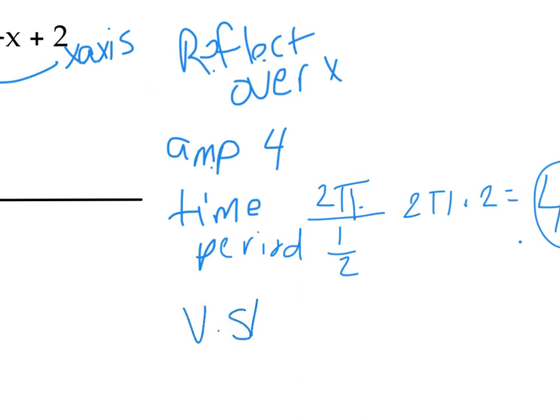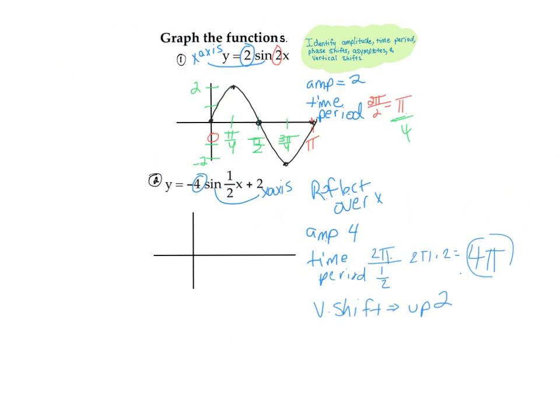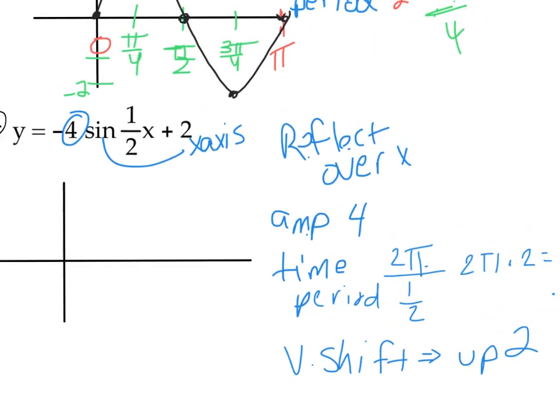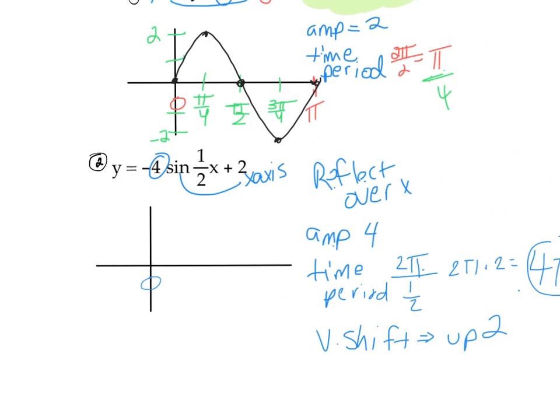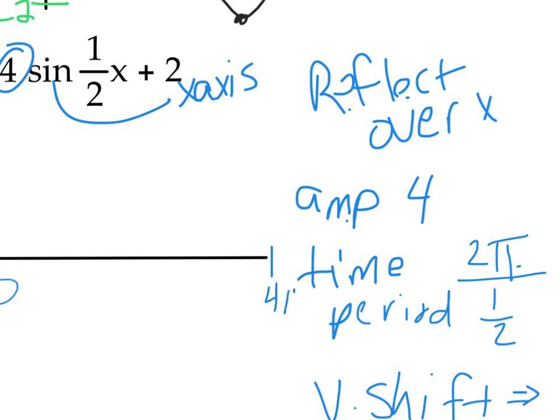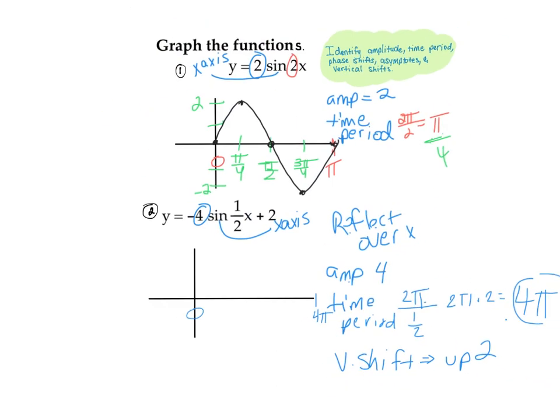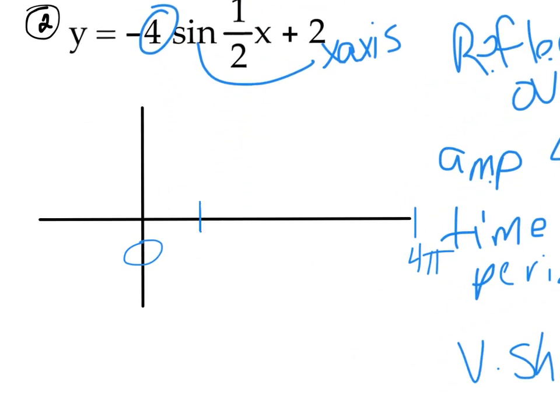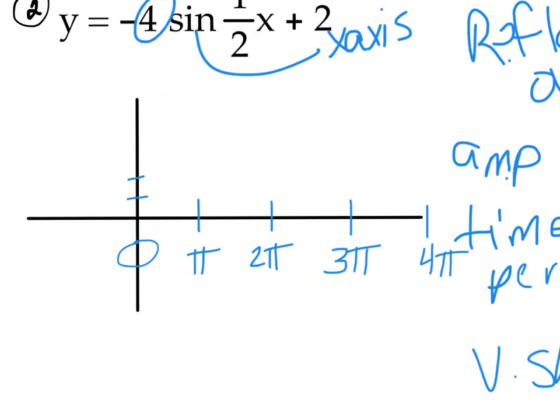So on that line, you guys would tell me it goes where? Up 2. Tell me the direction. This one's pretty easy because if my whole time period is from 0 to 4 pi, if I take 4 pi and I cut it into 4 pieces, it's how much? Just pi. So my first tick mark is 1 pi. My second tick mark is 2 pi. My third tick mark is 3 pi. And then what's my whole thing? 4 pi. And my amplitude is 4.